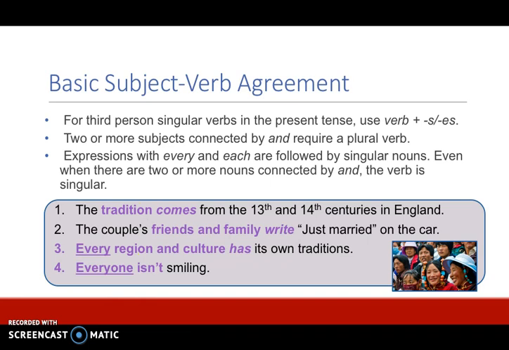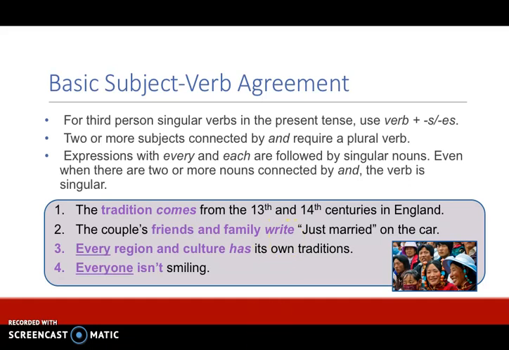Number 2, the couple's friends and family write, "just married" on the card. So in this case, we have friends and family. So there are two nouns connected with and. So that means that they are plural and there is a plural verb, write.